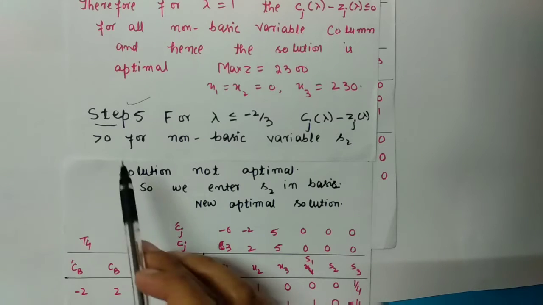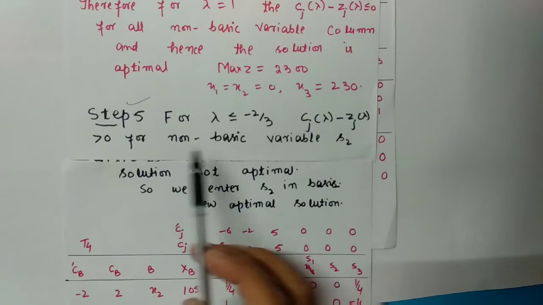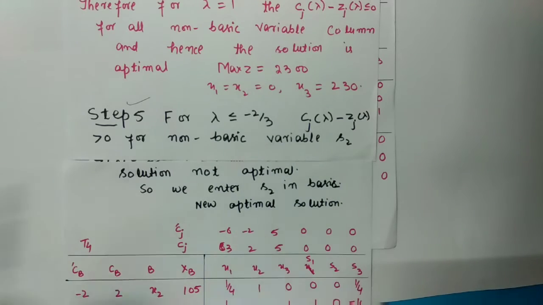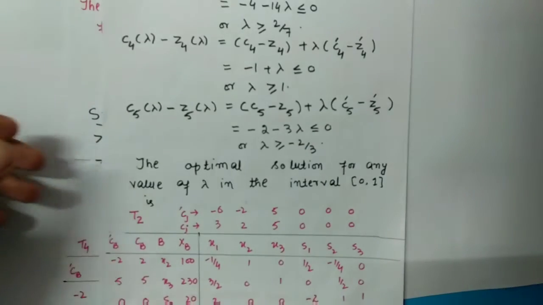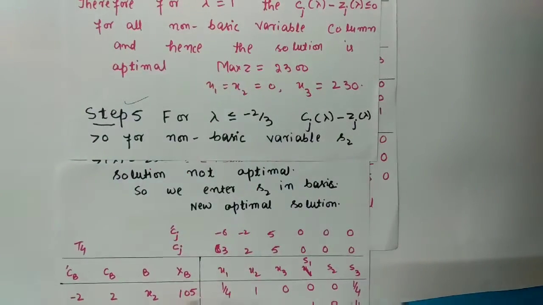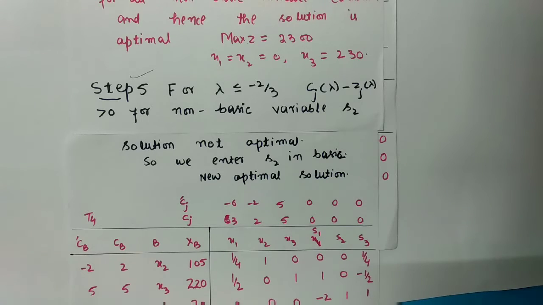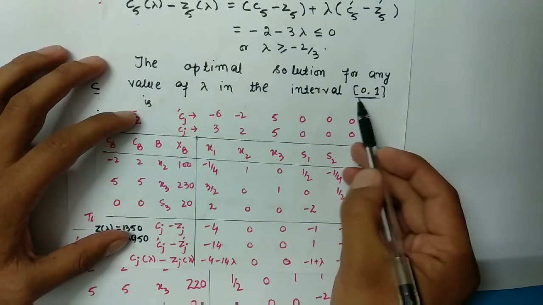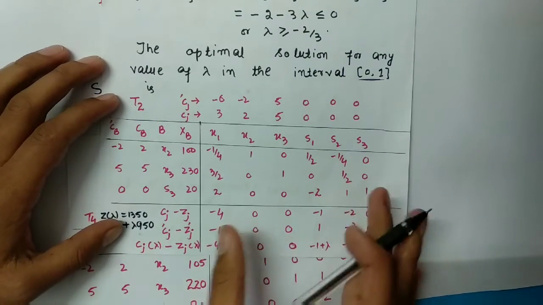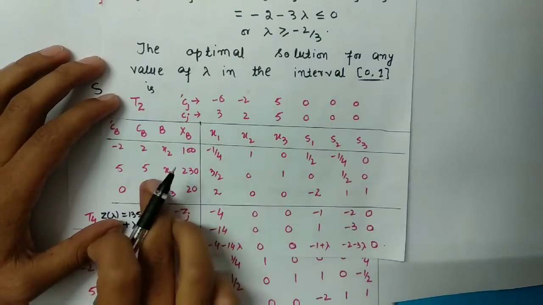So the basic variable S2, which corresponds to this value C5 lambda minus Z5, is the variable S2. Okay, so S2 is going to enter the basis. Now here is one thing to remember, that we will make any change in table 2, not in table 3. This is table 2, which was the optimal solution for this interval, because we are checking improvement in this interval. So I will enter S2 in this table, not in the third table.